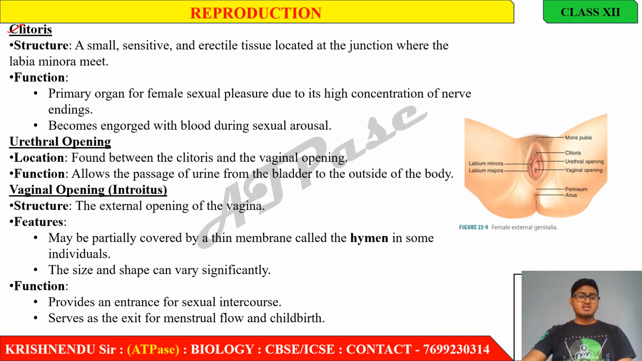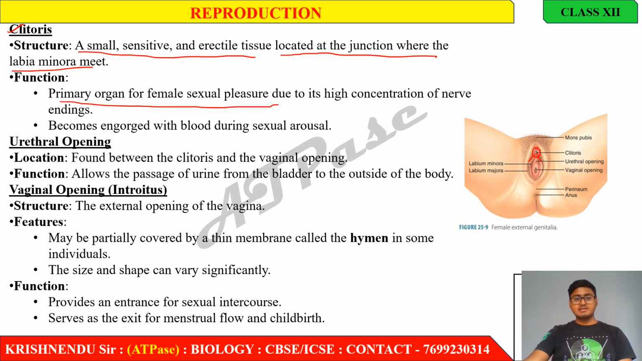Next, the clitoris. Structure: a small, sensitive, erectile tissue located at the junction where the labia minora meet. Look here, two sides of the labia minora meet. So here, this is known as the clitoris. Function: primary organ for female sexual pleasure due to its high concentration of nerve endings, and it becomes engorged with blood during sexual arousal. It just helps with the feelings of sexual arousal, and it does not perform more functions than that.